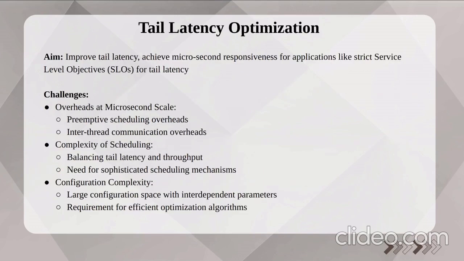Next, we come to the challenges of tail latency optimization. The main challenge is the microsecond-scale challenge, where the scheduling policies used by the microservice environment for the processes can have microsecond overhead, and so can the inter-thread communications. There is one more major complexity, where the number of configurable parameters in a system can be large, and they are very much correlated to each other. So finding an optimal configuration for your system is a challenging task.